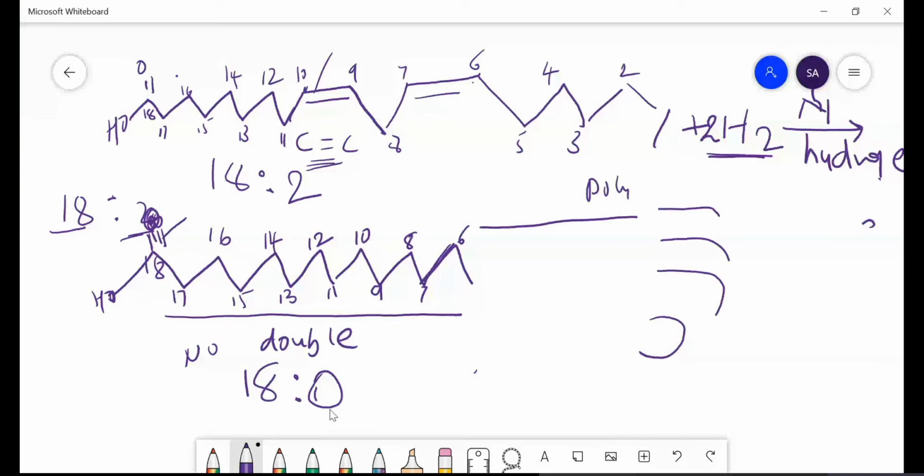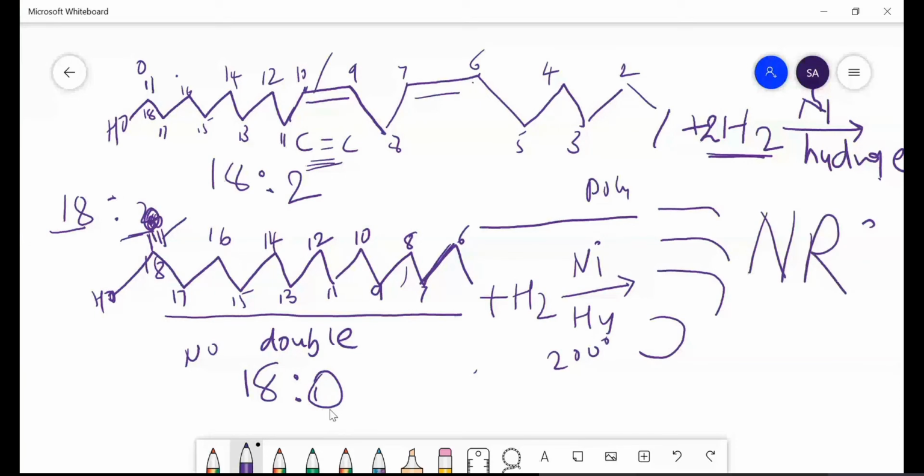And if you take only this saturated fatty acid and add hydrogen and perform hydrogenation in the presence of nickel and 200 degrees Celsius at high pressure, no reaction will take place. Please keep this in mind. This double bond has nothing to do with this carbon. Only a carbon-carbon double bond will participate in the hydrogenation reaction.